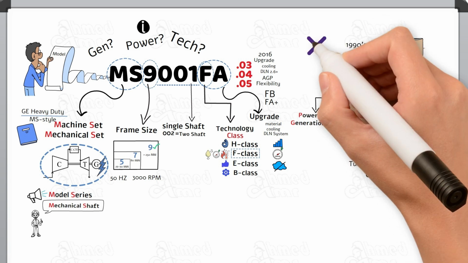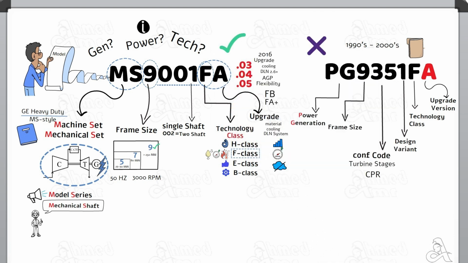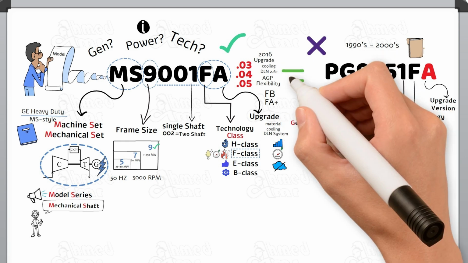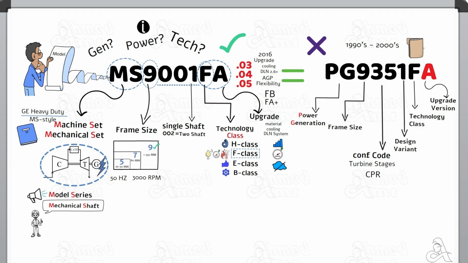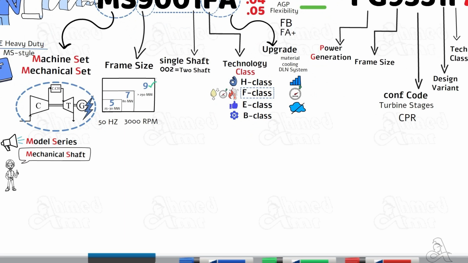This naming style slowly disappeared, and GE went back to the MS style. But even today, many engineers still use both names interchangeably. So, PG9351FA equals MS9001FA equals GE9FA heavy-duty gas turbine.